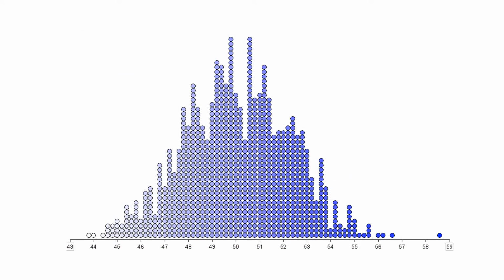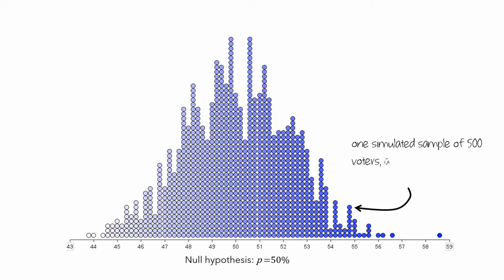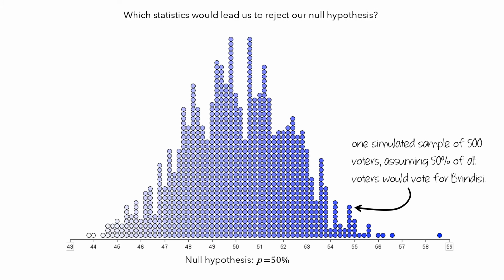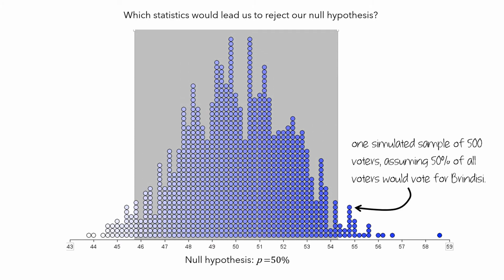Here's the sampling distribution based on the null hypothesis that 50% of the voters would vote for Brindisi. Each dot represents one simulated sample of 500 voters, assuming 50% of all voters would vote for Brindisi. What we want to figure out is which statistics would lead us to reject our null hypothesis. In this sampling distribution, we would identify the 5% of statistics that are furthest from the hypothesized value. So statistics that are less than 45.8% and greater than 54.2% would lead us to reject the null hypothesis.